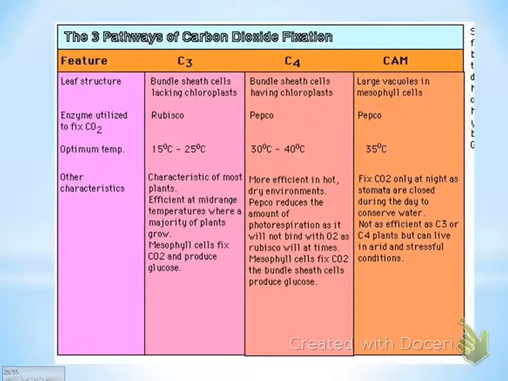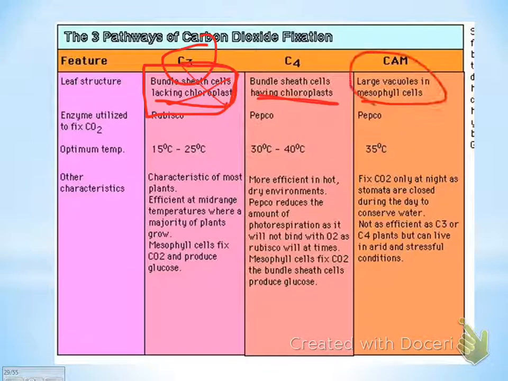Remember, C3 is normal photosynthesis, and that happens in the mesophyll cells. So this is actually wrong. This should say mesophyll cells. Dang, picture's wrong. C4 happens in the bundle sheath cells, and CAM plants happen in the mesophyll cells. So CAM plants open their stomata only at night. So they're used to really, really hot environments. C4, they do photosynthesis deeper in the leaf in the bundle sheath cells so that they can keep their water.